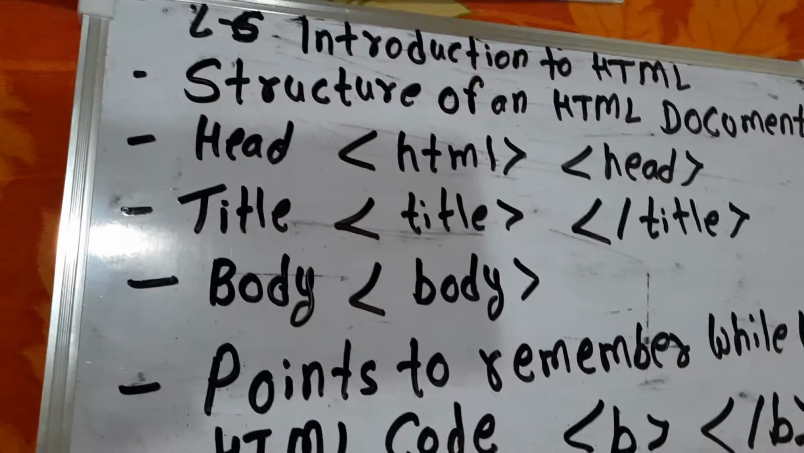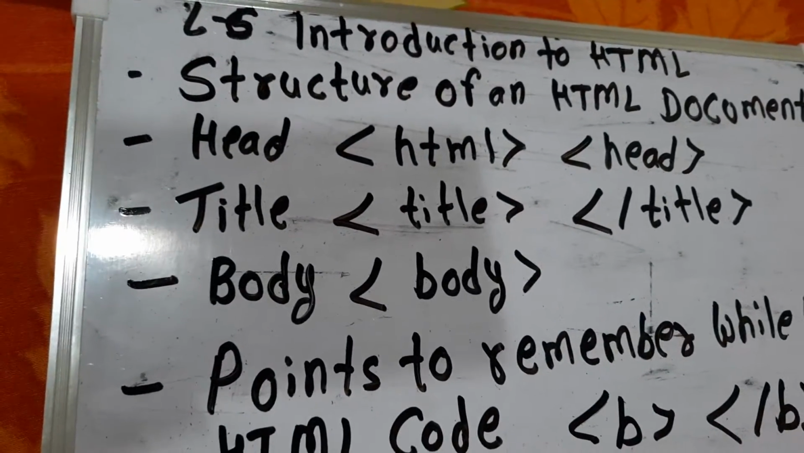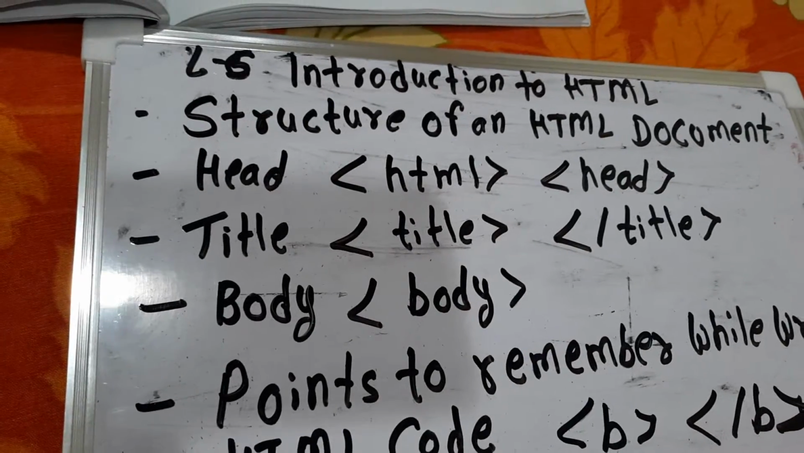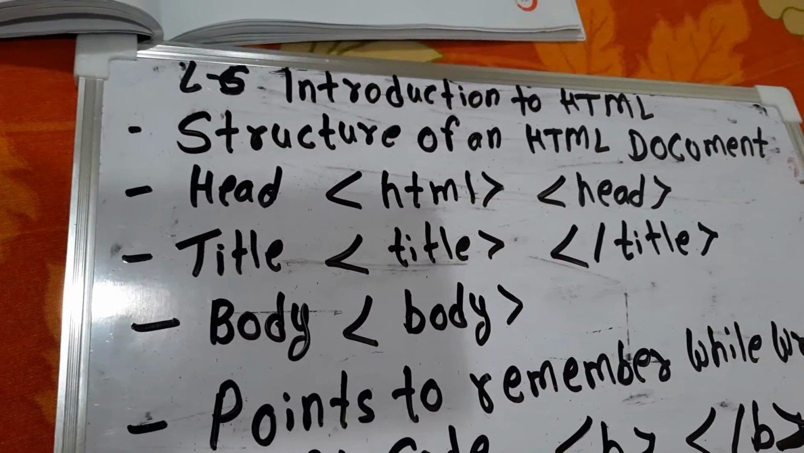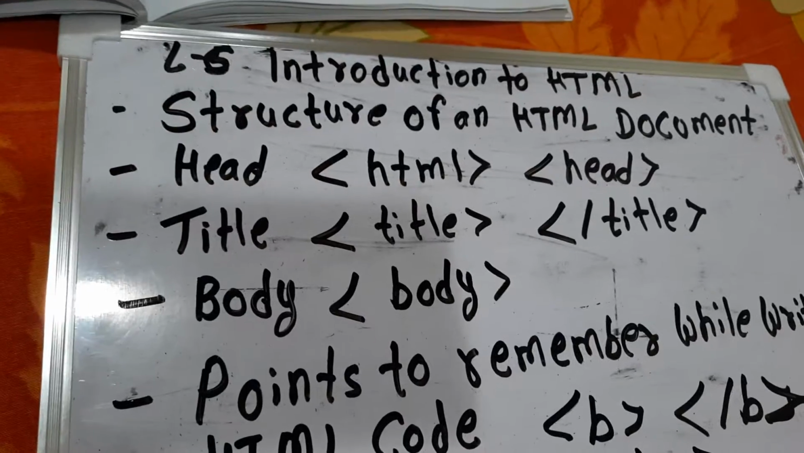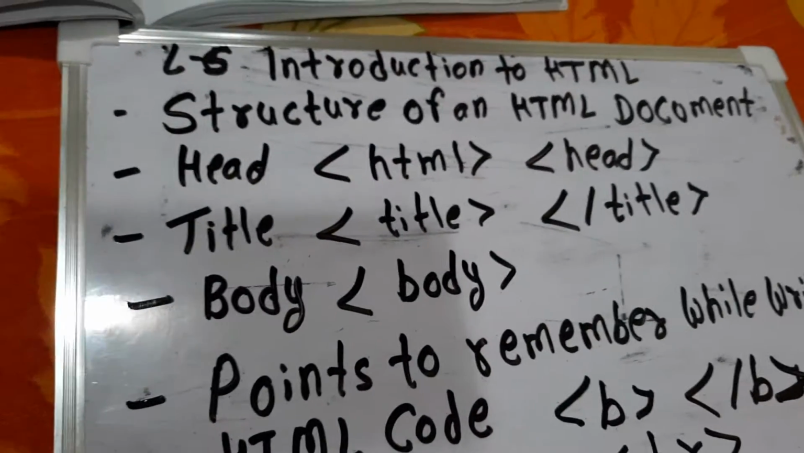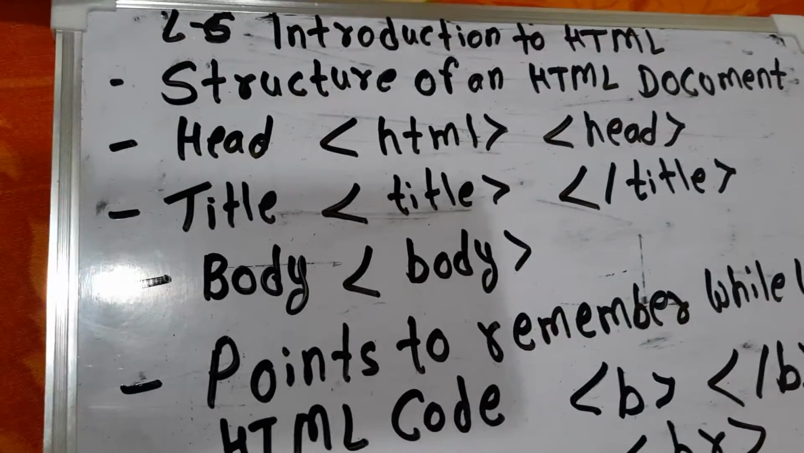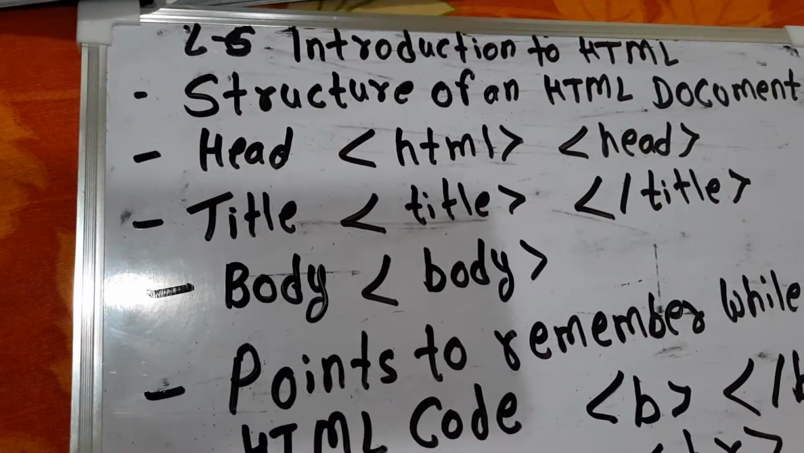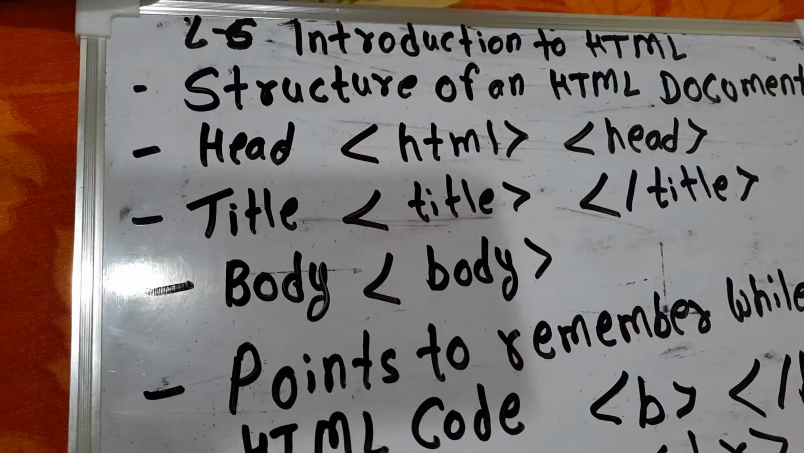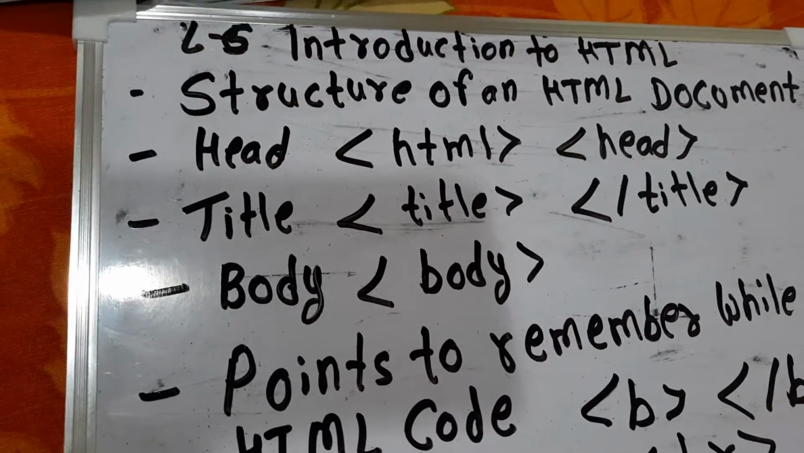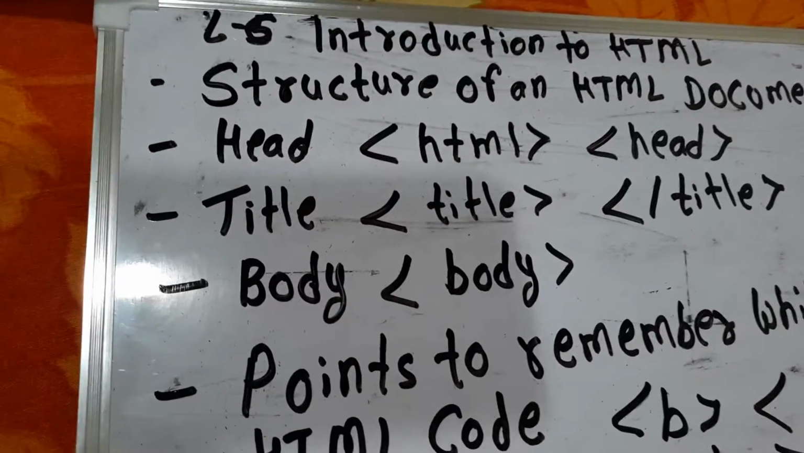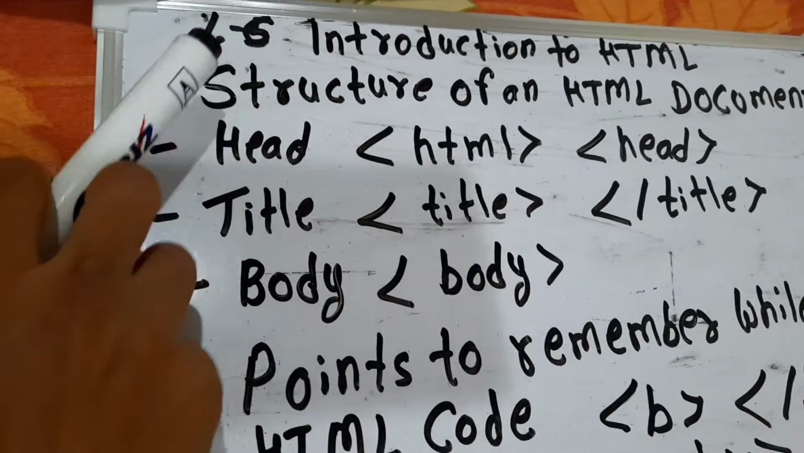Please students, come to page number 87. Whenever you are learning ICT, you have to open your textbook. Without the textbook you will not be able to learn. We have to see the structure, we have to see the figures also simultaneously. So open your textbook, page number 87, lesson number 6, Introduction to HTML. Okay, the structure of an HTML document.